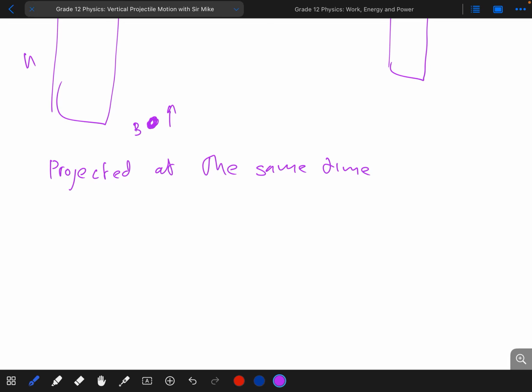So if two objects are projected at the same time, that simply means that for as long as they're still in motion, time for object A at any given point would simply be equal to time for object B. So this is one thing that you must keep in mind. And the other thing is that if one is thrown first and another is thrown second, their time in motion would not be the same. So you must keep that in mind.